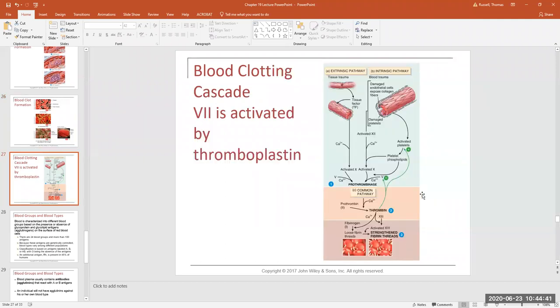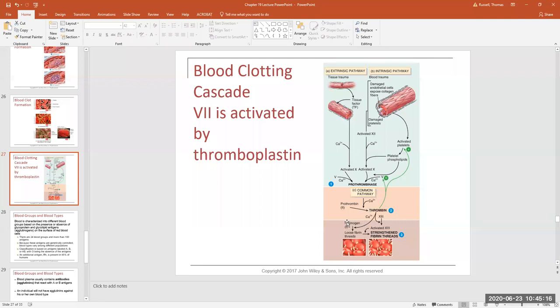All right. So on the test, you need to know the order in which these clotting factors are activated. Factor 7 is activated by tissue factor, which activates 10 and 5 in the presence of calcium. Clotting factor 12 is activated by damaged platelets and endothelial cells and collagen fibers in the presence of calcium, and activates factor 10 and 5. Activated 10 and 5 is called prothrombinase, which activates prothrombin to thrombin.